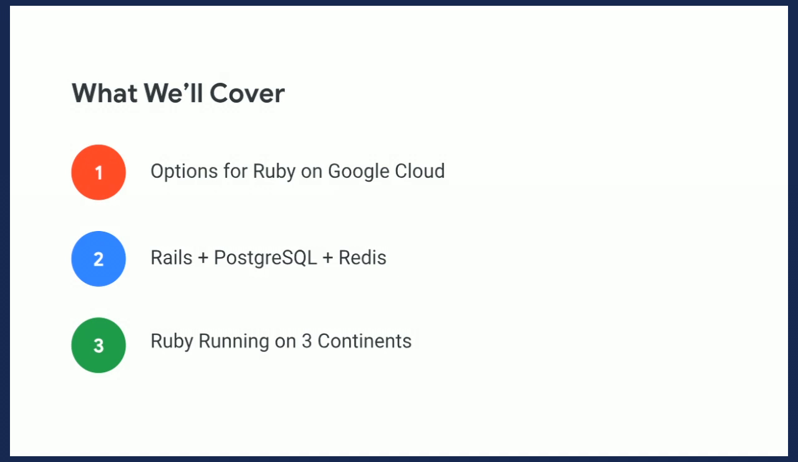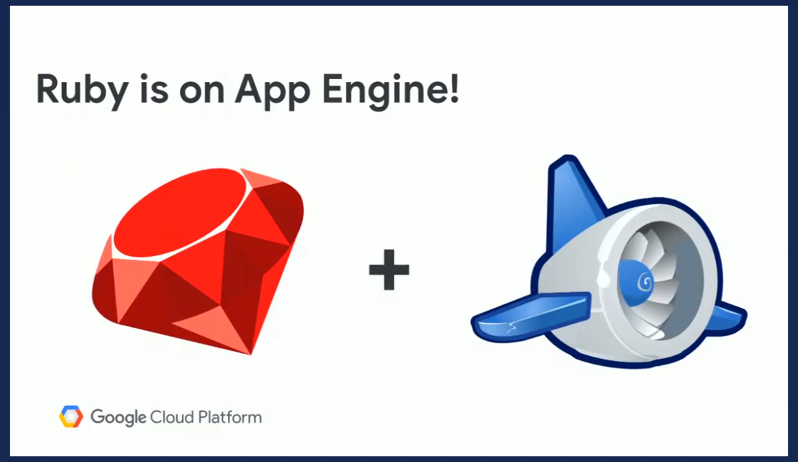Then we're going to do something that, frankly, I've always wanted to do, which is build an app that spans multiple continents and geo-routes to them based on where you are and is resilient to an entire continent going down. It's ICBM proof, as I like to say.